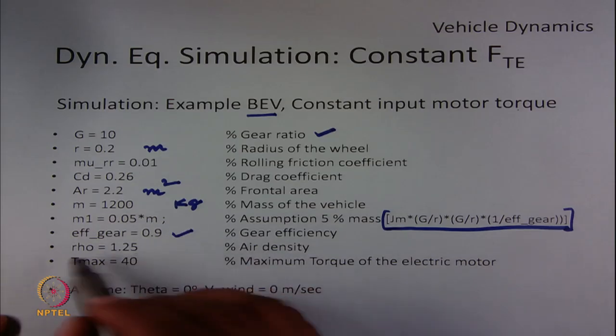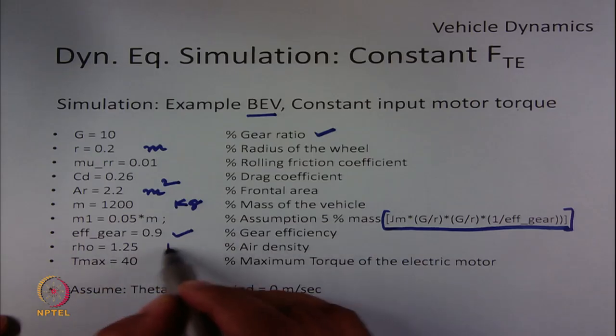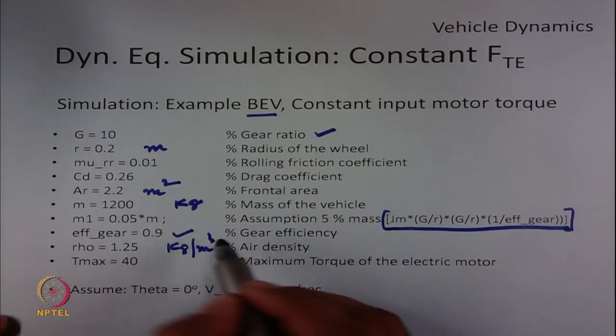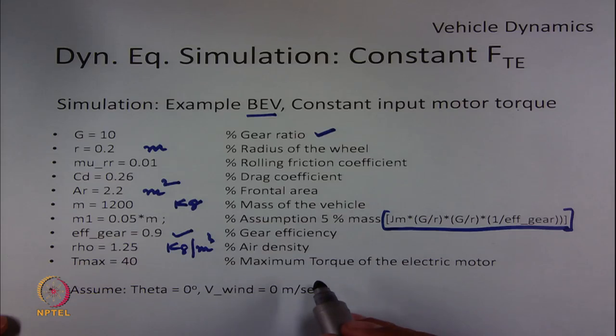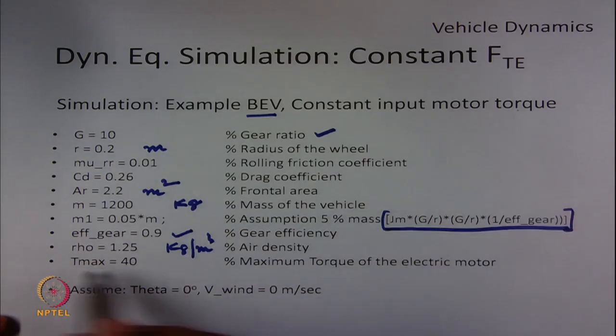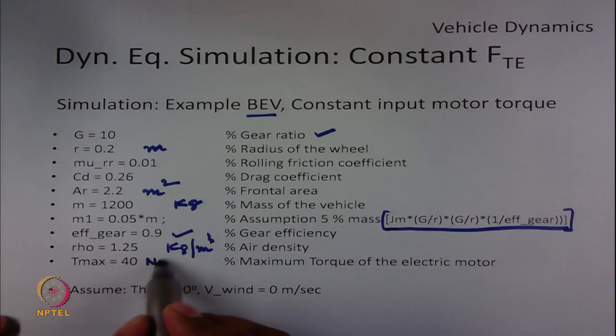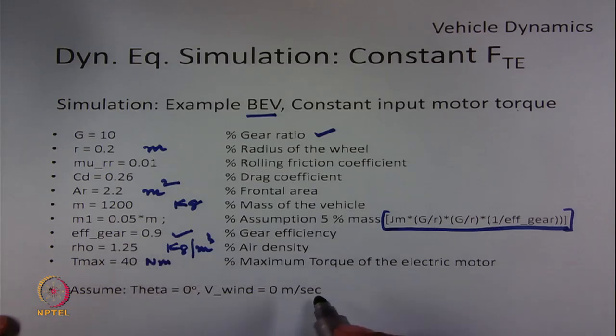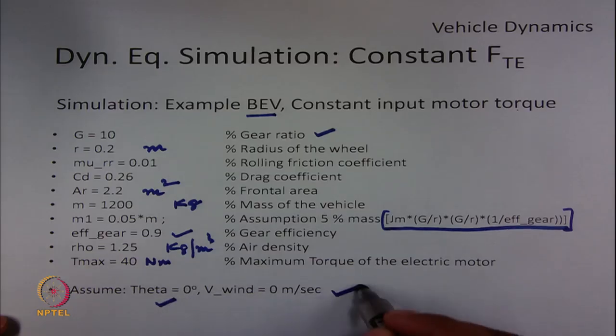The air density is 1.25 kg per meter cube. Let us take the maximum torque of the motor, which is equal to 14 Newton meter. So, this is the torque which is given as input to this system. To start with, let us assume that the slope angle is 0 degree and the wind velocity is also 0.